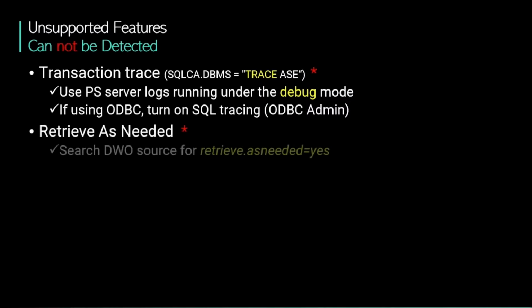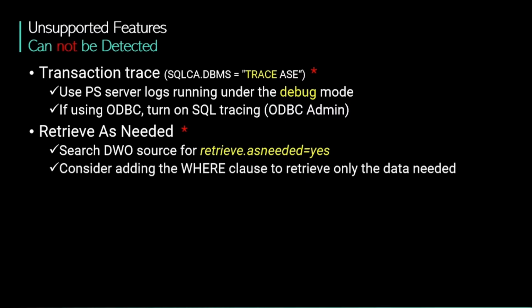Retrieve as needed. It says that this cannot be detected. However, logically, all you need to do is search your PowerBuilder library, your target, for a DataWindow source where the value retrieve.asneeded equals yes. And you'll see all the DataWindows that have this particular unsupported feature. So you can actually detect it before you get into unit testing.